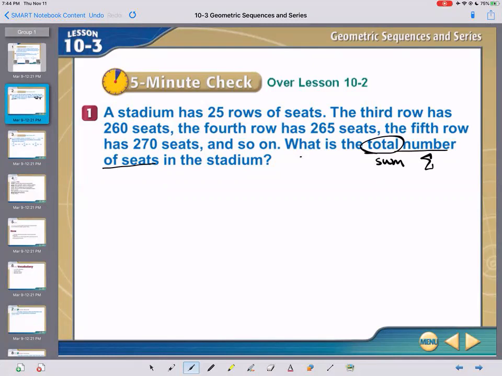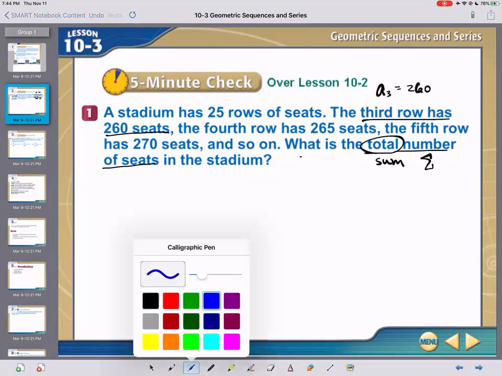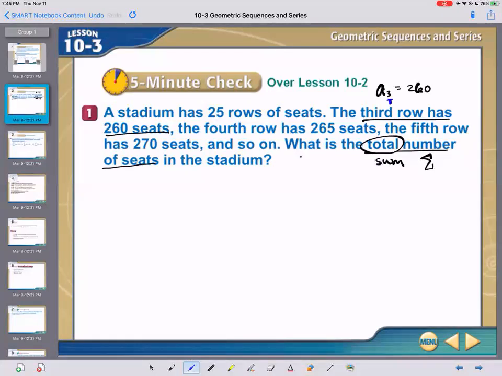We have 25 rows of seats, and it says here the third row has 260 seats. So that's the easiest one, I think, to figure out what everything represents. If A3 equals 260, because it's the third row, then I can establish that the little number there is the row, and the larger number refers to the seats. So in the first sentence, when it says a stadium has 25 rows of seats, since that's a row, that would be talking about the little number. There would be up to A25, or said another way, A25 would represent the last term, AN, and therefore N would equal 25.